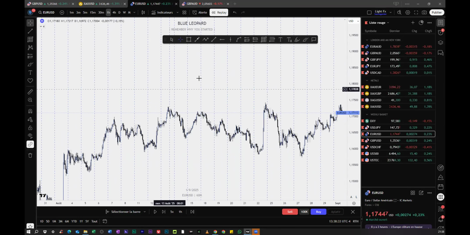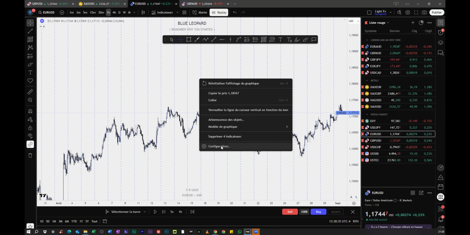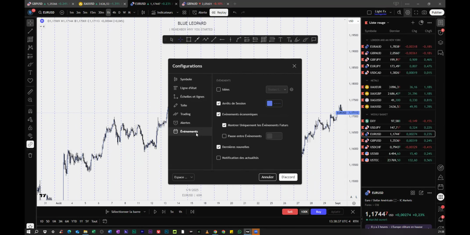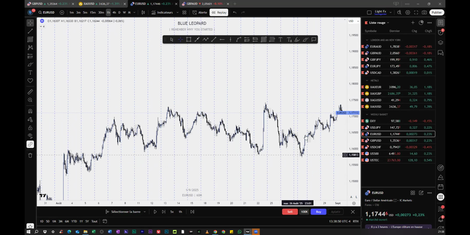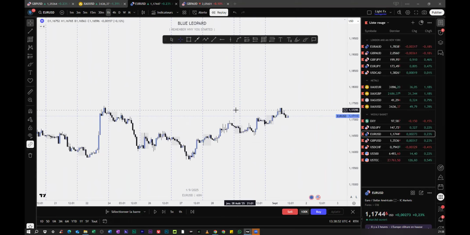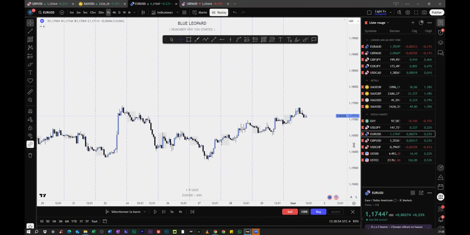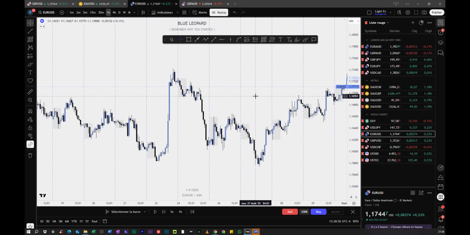Good. So you right click, settings. The last one is event, and then you go on session breaks. Right click, settings, event, session breaks. Then you can choose any color you want. Okay, you have these vertical lines. These vertical lines will help you see what day it is.